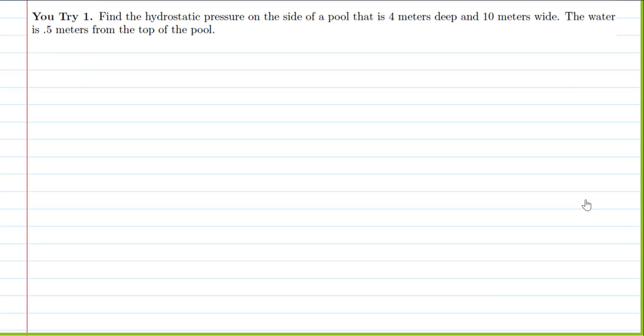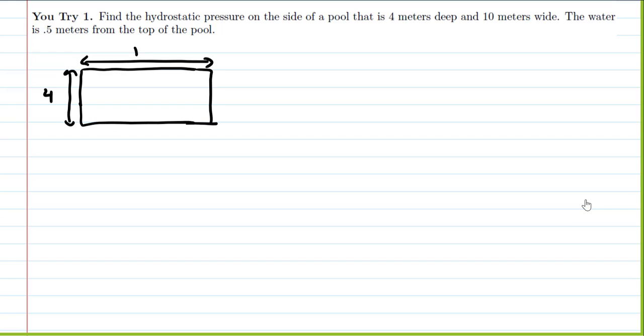All right, so let's go ahead and resolve this. As always, let's draw a diagram to help us get started. So we've got our pool, and we know that the depth of the pool is 4 meters, and we know that its width is 10 meters, and the water is 0.5 meters from the top of the pool.